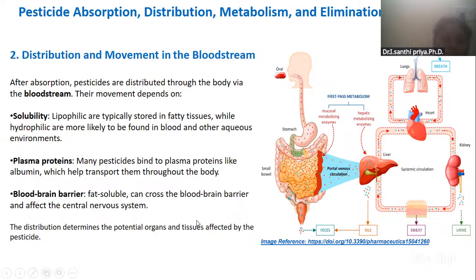And mostly only the fat-soluble ones can cross the blood-brain barrier and affect the central nervous system. We have earlier discussed a few pesticides which are neurotoxic. They come under these fat-soluble ones, like organophosphates and so on. So the distribution determines the potential organs and tissues affected by the pesticide.